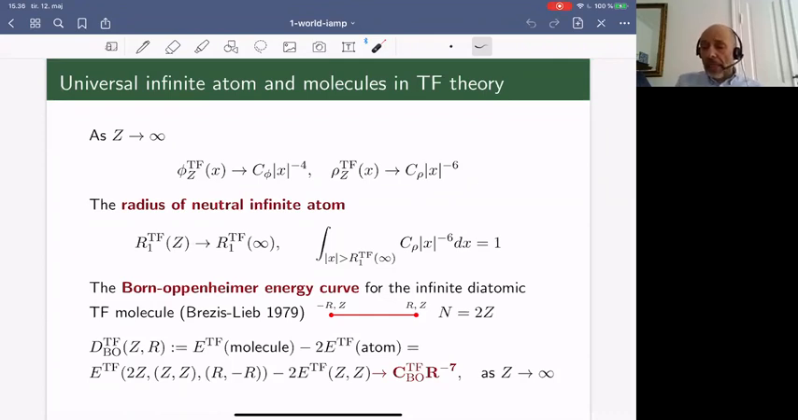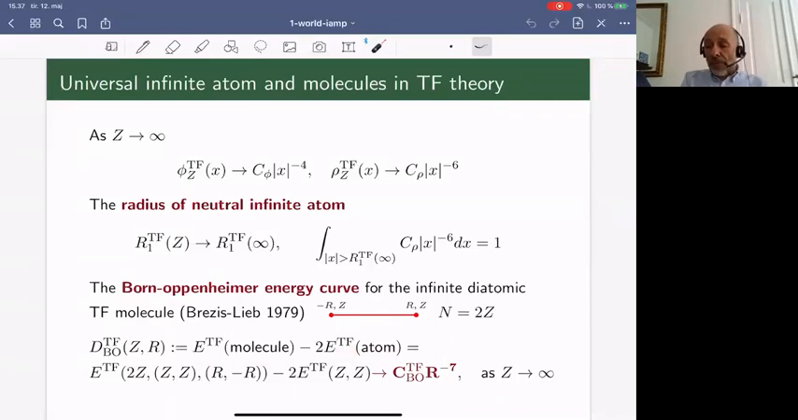Let me emphasize another place where you can see this universality in Thomas-Fermi theory: the Born-Oppenheimer energy curve for the infinite diatomic molecule. What do I mean by this? Think of two atoms. You have an atom at minus R with nuclear charge Z, and another atom at R with nuclear charge Z. You look at the neutral situation when n is equal to 2Z. Then I calculate what I call the Born-Oppenheimer curve, which is the energy of the molecule minus the energy of the two atoms. I have two identical atoms, so I'm just multiplying by 2.